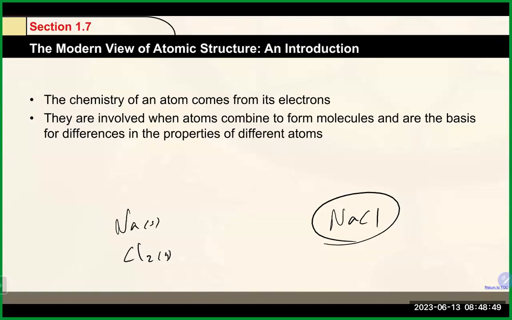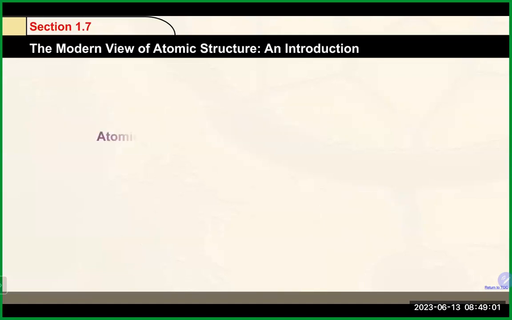So compounds have very different properties than the elements they come from. Same thing with water, right? Water is made of hydrogen gas and oxygen gas, which have very different properties than water itself in its liquid state. So let's talk about some of these properties of atoms: the atomic number, the mass number, and what isotopes are.